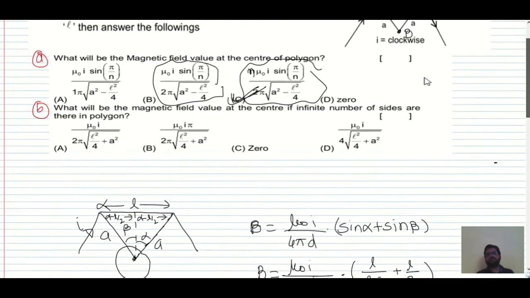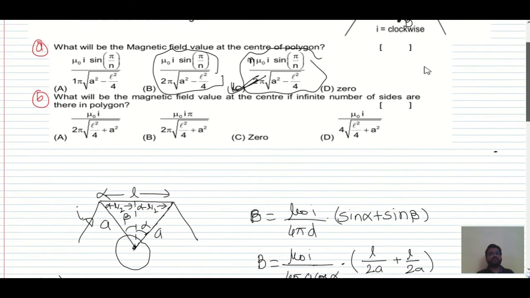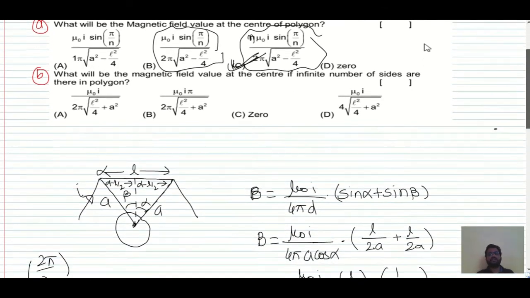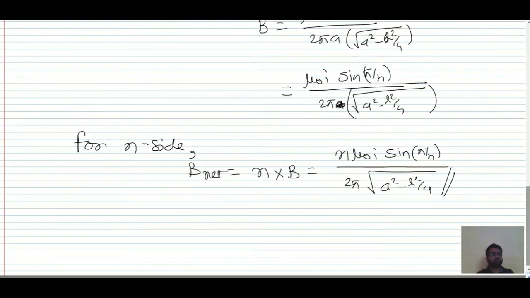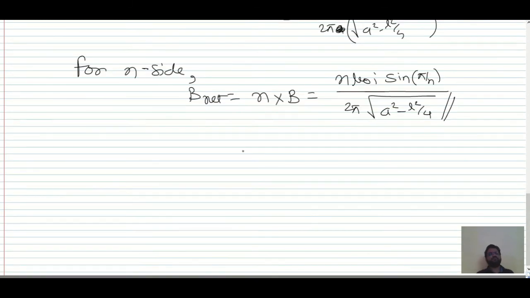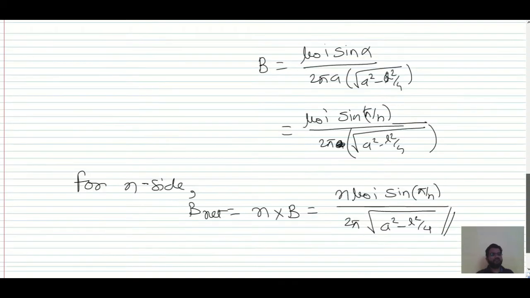Now next one, what will be the magnetic field value at the center if an infinite number of sides are there in the polygon? Now if an infinite number of sides are there, then what will happen? That is what we have to see over here.